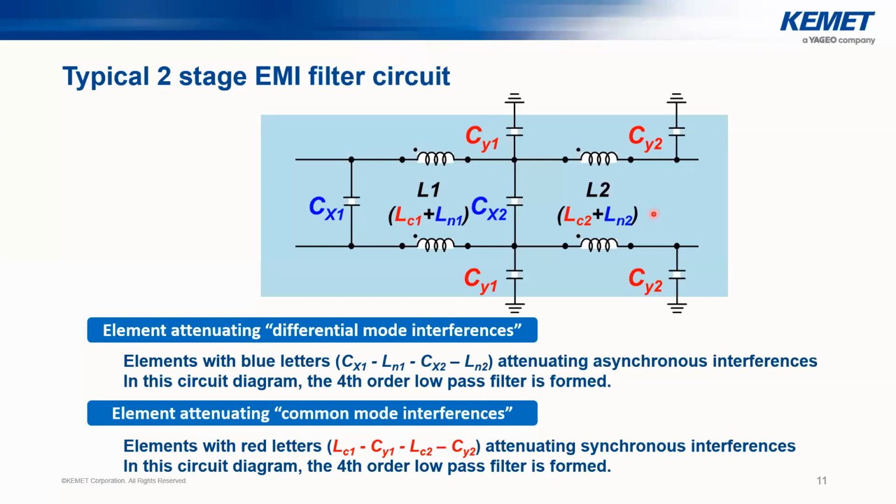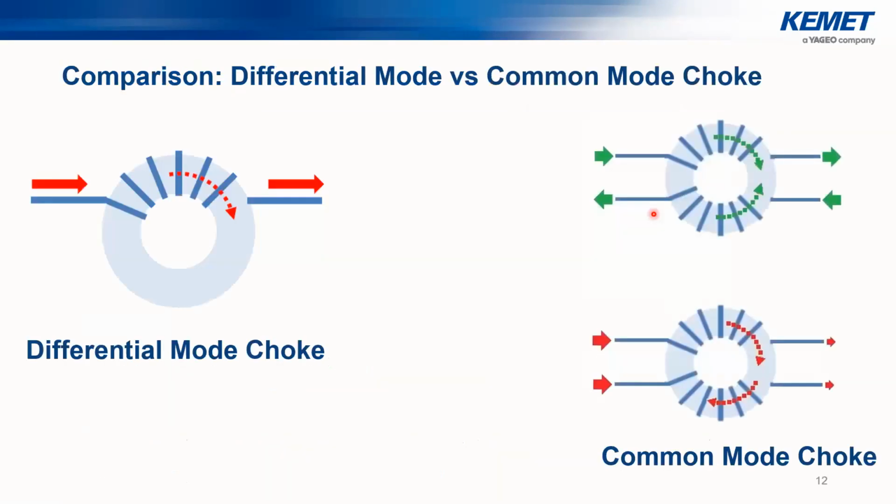Because we have this special type of choke called a hybrid or dual mode choke, which actually exhibits both behaviors. They have the common mode behavior and they have a differential mode behavior. And before we move on to these dual mode or hybrid mode chokes, let's take a look at the basic functionalities of a differential mode choke and a common mode choke.